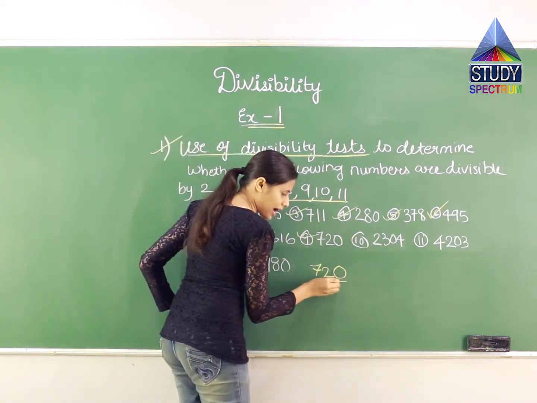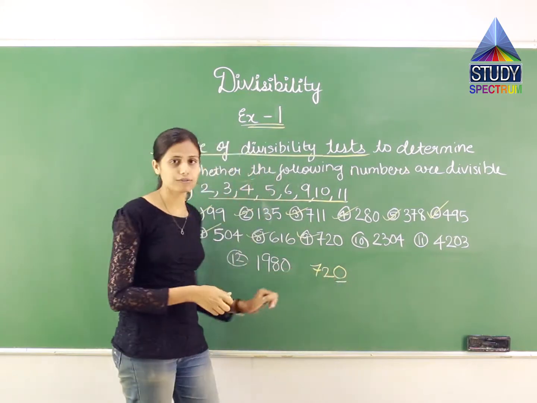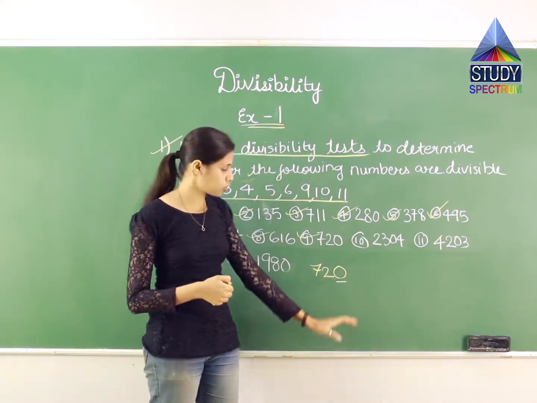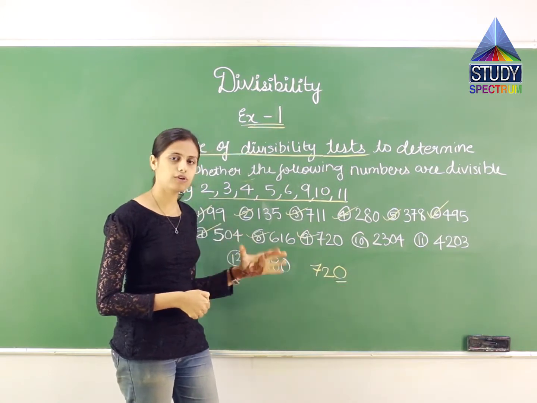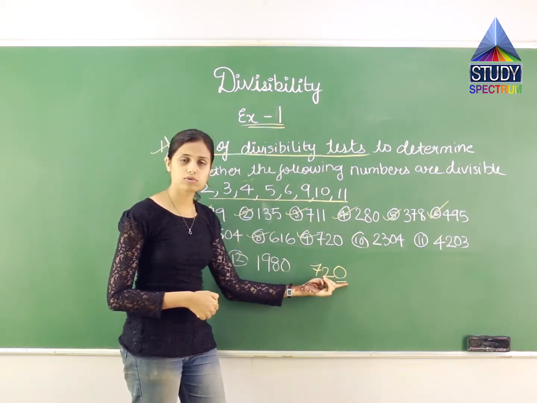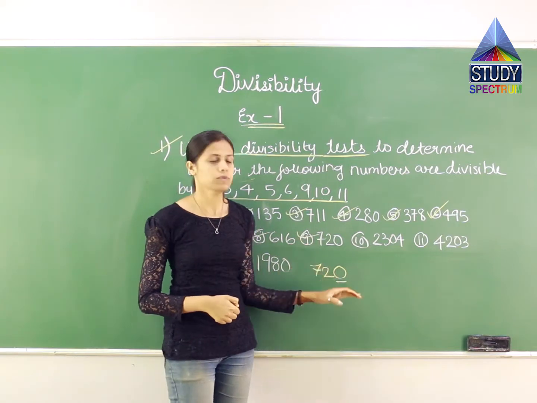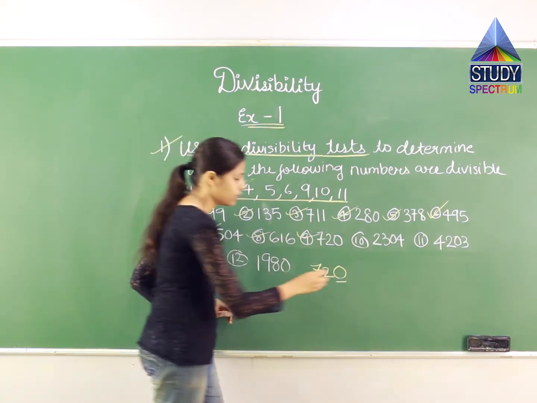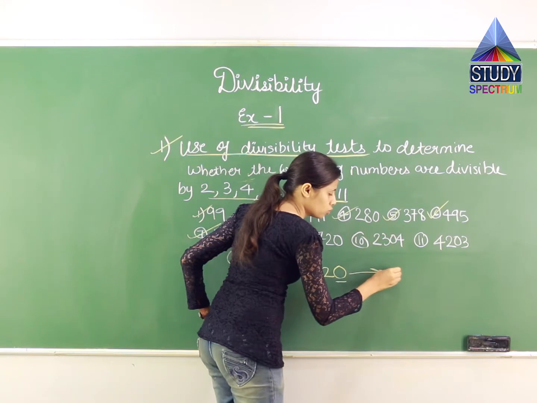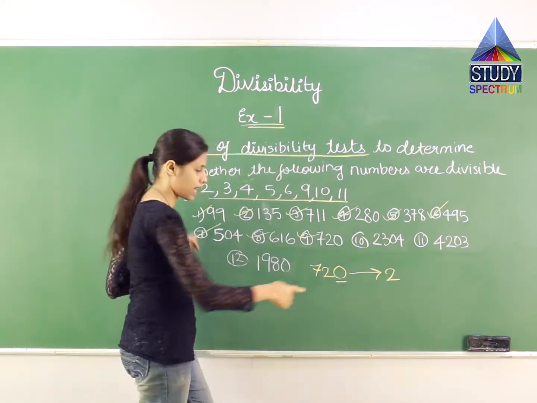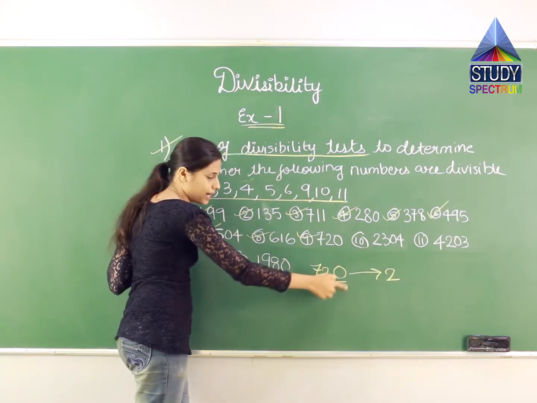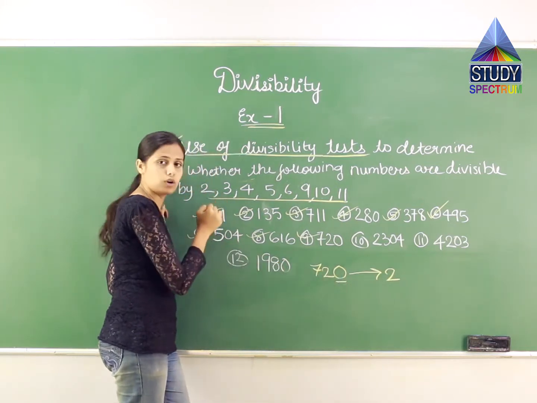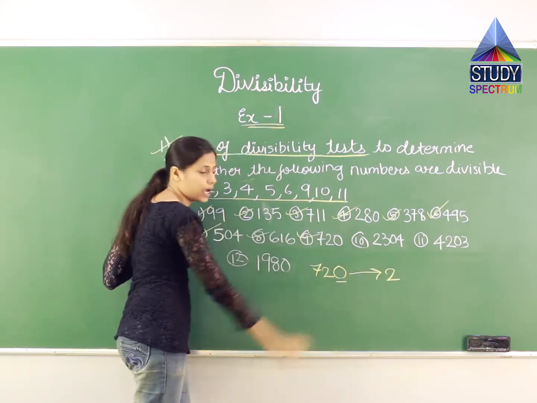So this is the last number of the digit 720. So if this number is an even number, it will be divisible by 2. If not, then not. So over here I have 0, which is an even number. So I can say that this number is divisible by 2. Right? Because I have even number at the end. So all numbers which have an even number at the end will be divisible by 2. So I have 720 divisible by 2.